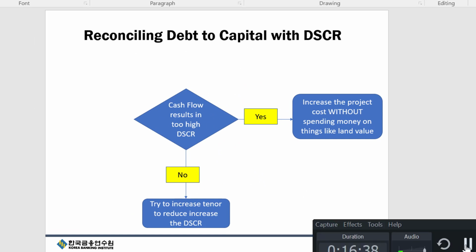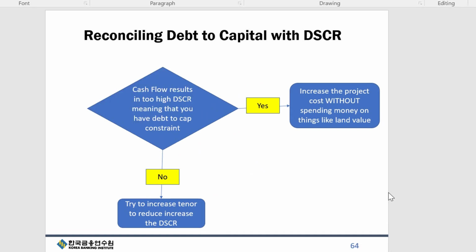So what I just said was completely wrong, sorry. If the DSCR from the cash flow is high compared to the required DSCR, then you have a debt to capital constraint. And if you have that, here is your idea: increase the project cost. But don't spend more money on it. Oh my gosh, don't take more money out of your pocket. Just increase the cost with some accounting or other financing techniques. If it's the DSCR that is the constraint, see if you can get a longer tenor, use a bullet repayment, do all sorts of other things, and then you can do both and just optimize like crazy.